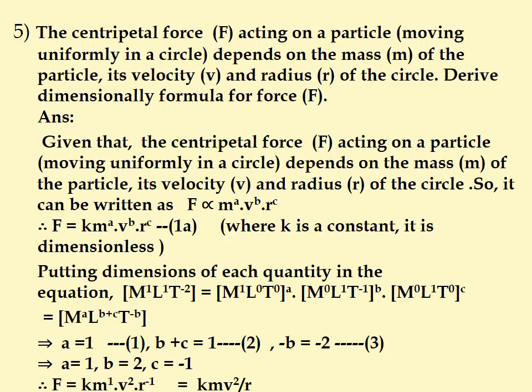Substituting the values of a, b and c in the expression 1a, we get F is equal to k into m to the power of 1, v to the power of 2, r to the power of minus 1, which is equal to k into mv square by r, which is equal to k mv square by r. This is the formula for F which is dimensionally obtained.